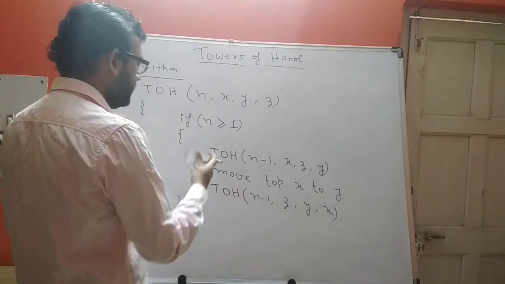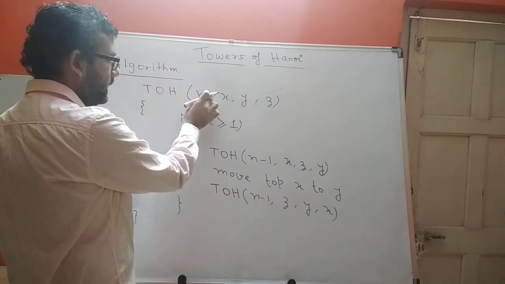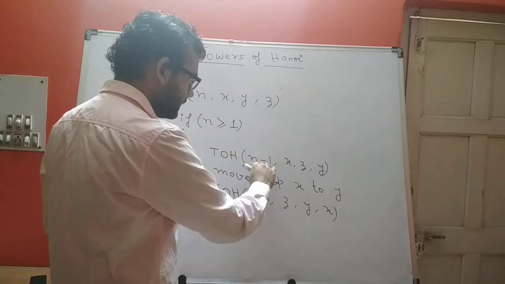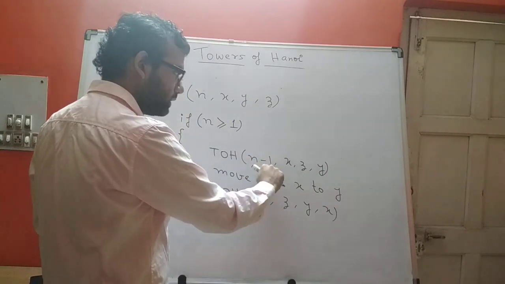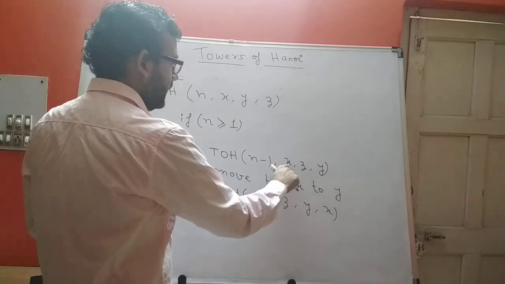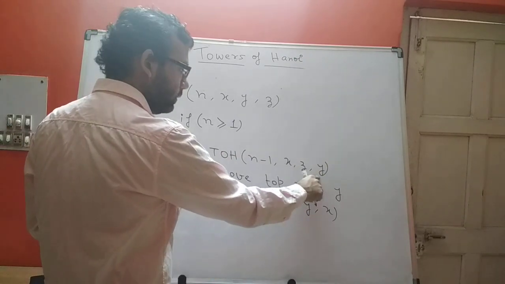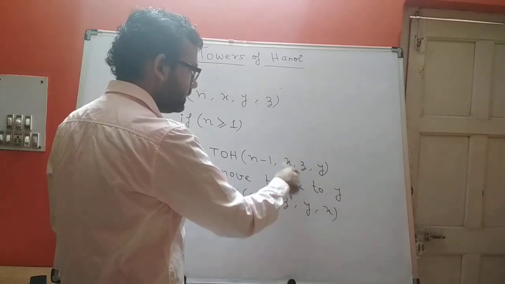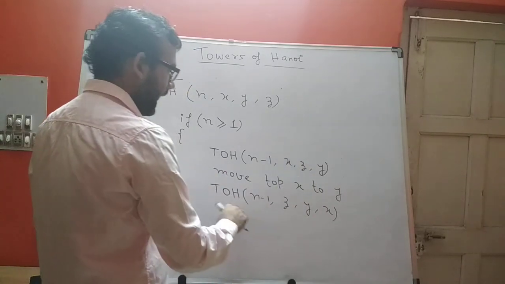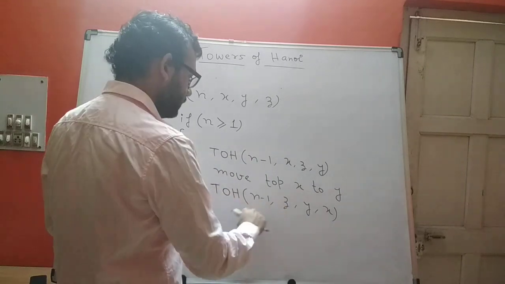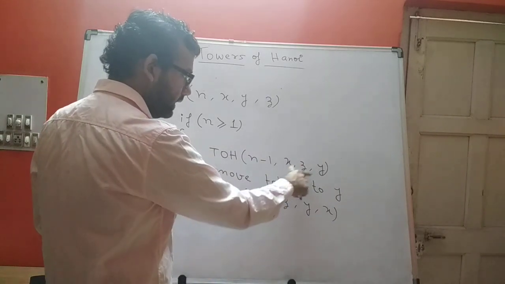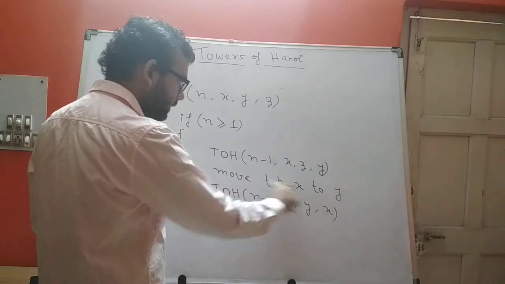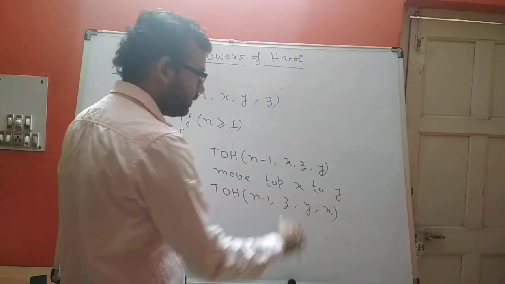So, I'll repeat again, this entire problem of moving n disks from x to y can be divided into 2 subproblems. The first subproblem is of moving n minus 1 disks from x to z using y. So, where are your n minus 1 disks? Your n minus 1 disks are here on z. And the next subproblem is that of moving the n minus 1 disks which are on z to y using x. And there is one trivial step of moving one disk from x to y.